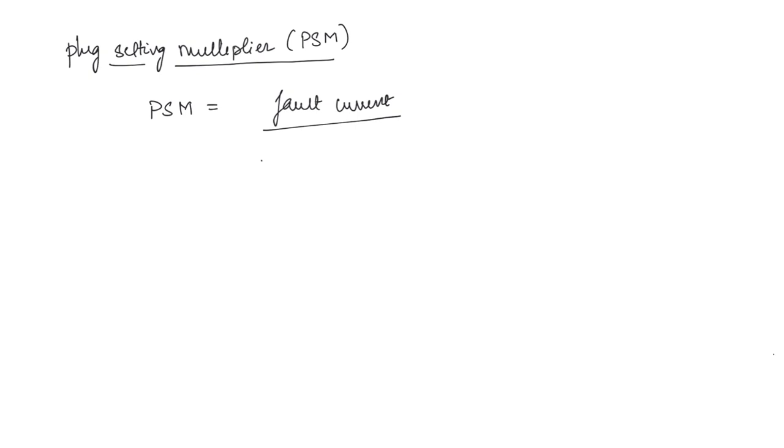So this is abbreviated as PSM. This lets you change the pickup current level. It is given by PSM is equal to fault current divided by relay current setting into the current transformer ratio.